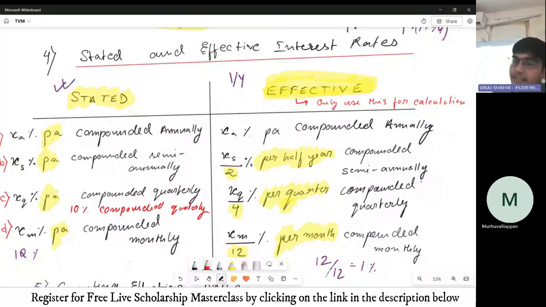उसको हमने इफेक्टिव में कैसे कन्वर्ट किया था? We did 10/4 which is equal to 2.5%. Compounded quarterly, we wrote compounded quarterly, but actually if we go by rules it should be written as per quarter compounded quarterly. ठीक है. But in your exam you don't have to write all this, so this is just again for your knowledge. We have already done the conversion in our previous questions, so this part is already kind of covered.